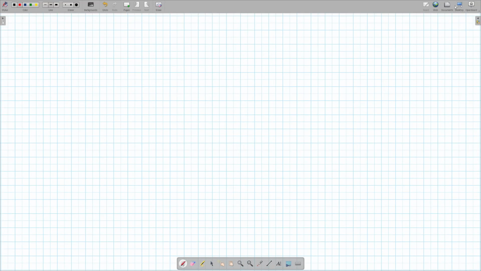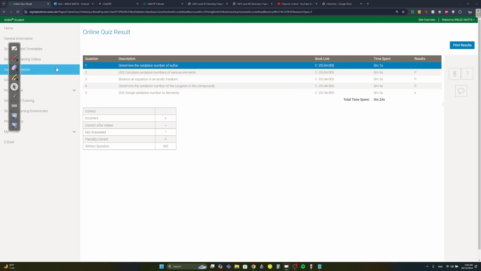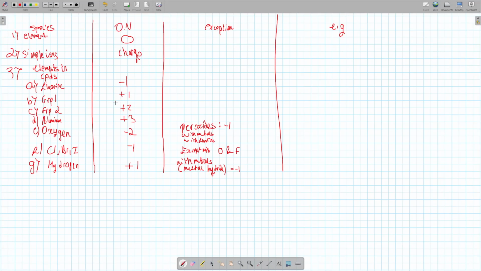I'm gonna write it down. Let me cut to me writing the table down. Okay, so this is the table. Very easy. Species, oxidation number, what is its exceptions, and what are some examples.